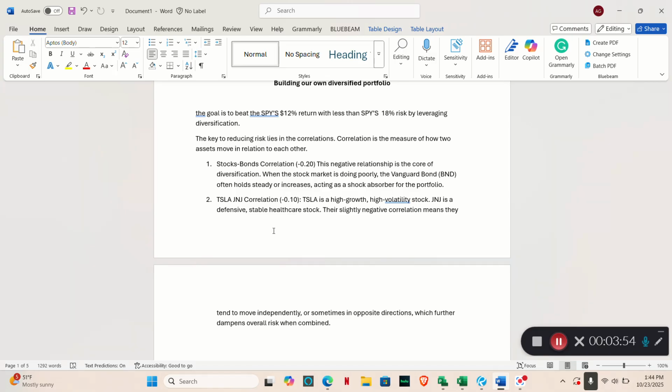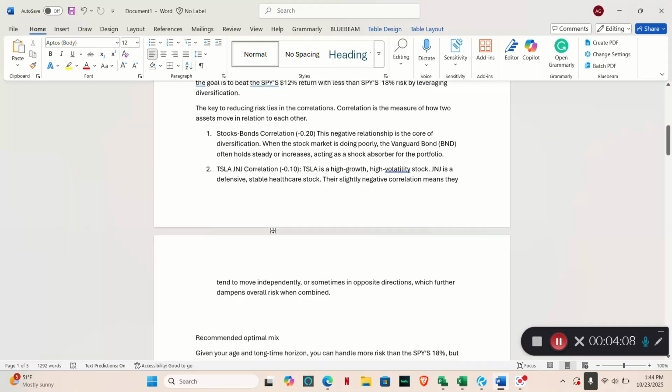growth, high volatility stock. J&J is a defensive, stable healthcare stock. Their slightly negative correlation means they tend to move independently, or sometimes in opposite directions, which further dampens overall risk when combined.